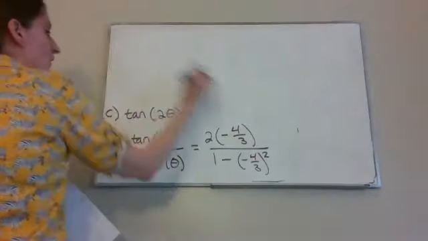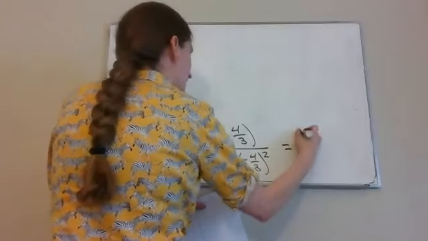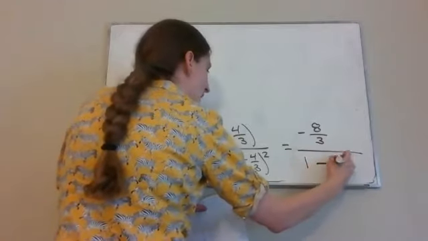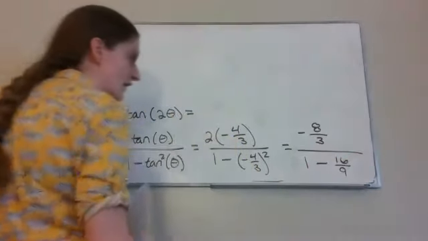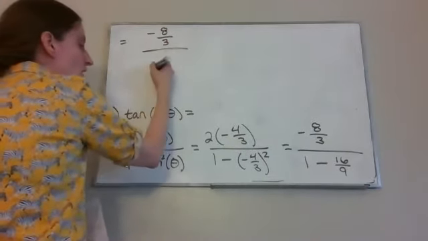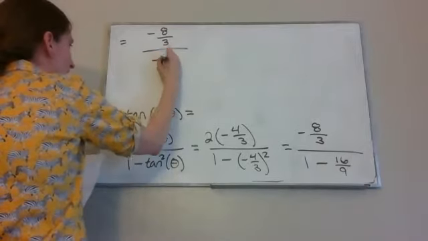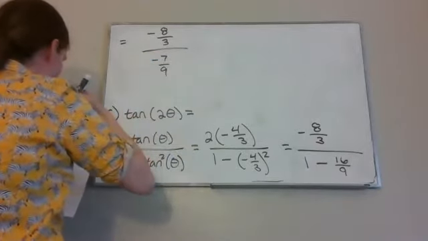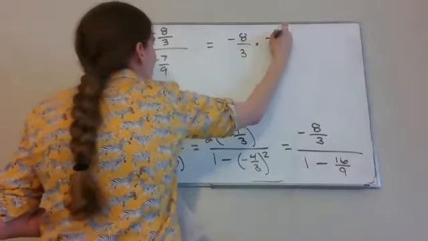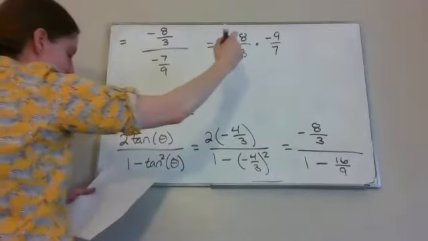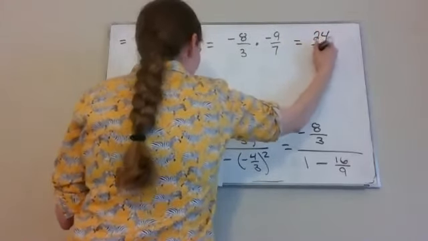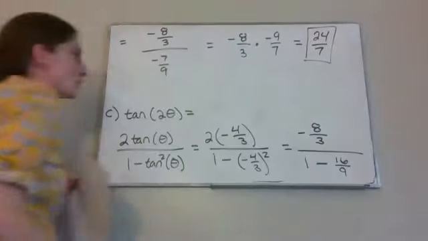2 times a negative 4/3 is equal to negative 8/3. And in the denominator, I have 1 minus 16/9. So I have negative 8/3 over 1 minus 16/9, which is negative 7/9. And then I can just flip and multiply. Negative 8/3 times negative 9/7. And that gives me positive 24/7 for tangent of 2 theta.